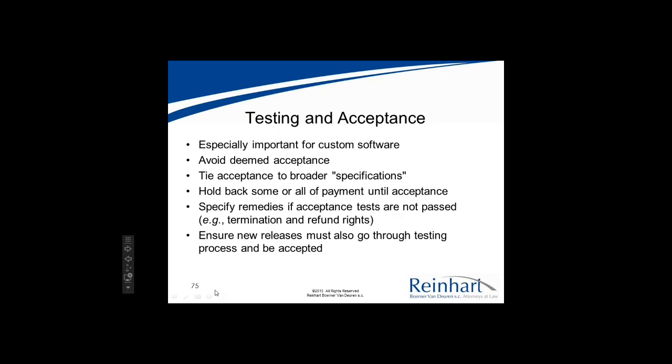So again, the agreement should list the specifications to which the software must conform. And if the software doesn't conform, the licensee can have some sort of remedy. So again, the agreement should specify what that is. Should the licensor be obligated to fix and continue to improve the software, or can the licensee just say, you know what, this doesn't work for us, see you later, we're done?